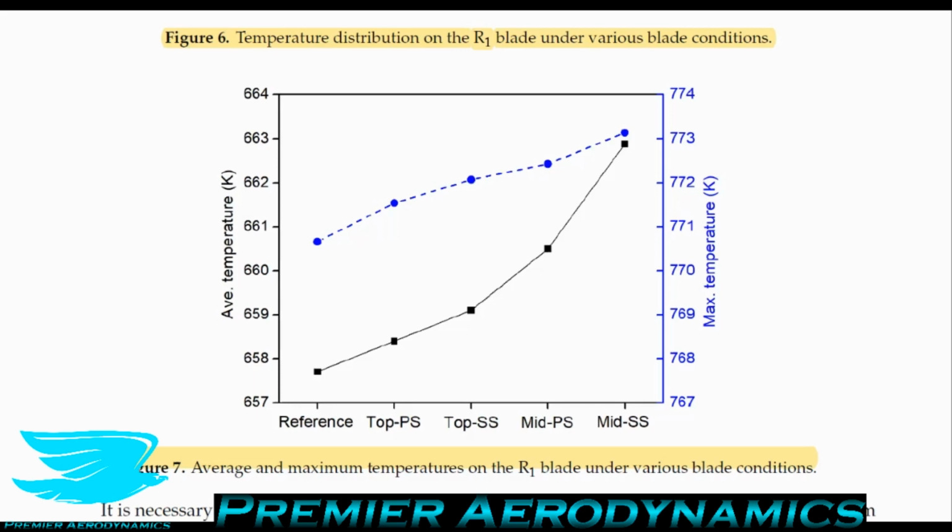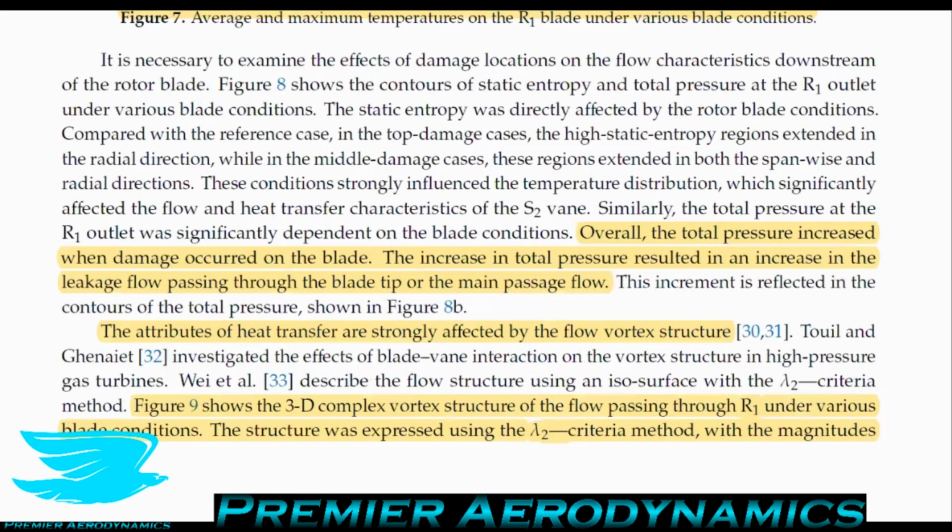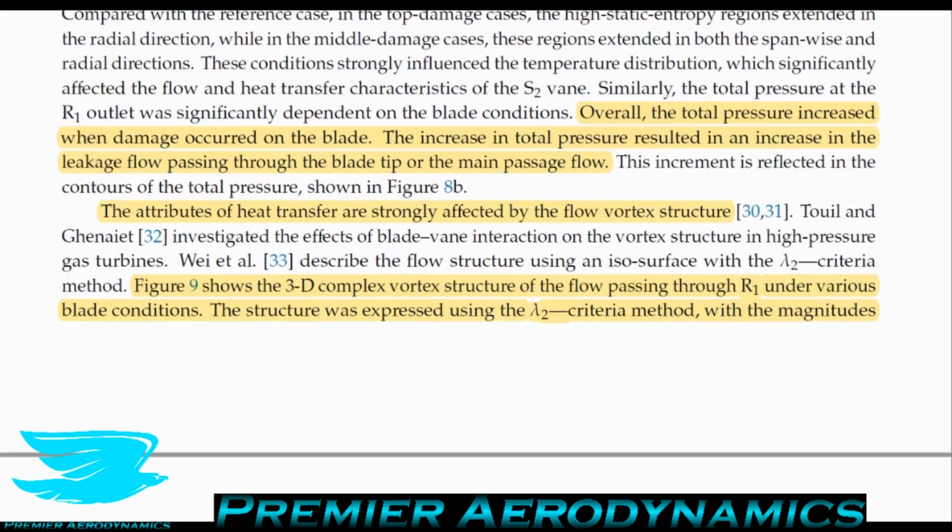And if you damage it on the suction surface, you increase temperature even more. That's the way it goes. They say overall, the total pressure increased when damage occurred on the blade. The increase in total pressure resulted in an increase in the leakage flow passing through the blade tip or the main passage flow. So this is effectively the wingtip vortex. The attributes of heat transfer are strongly affected by the flow vortex structure.